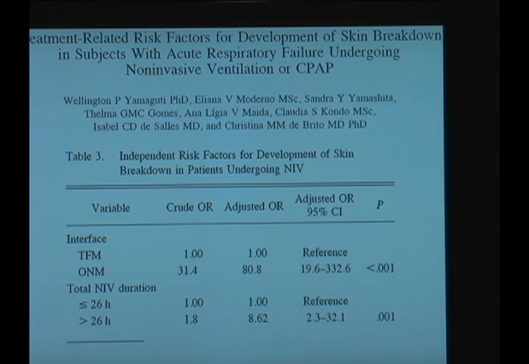So the total face mask is a bit more expensive interface, but I think we should probably be thinking about it more, and I know that we are. I know that I've seen patients out there who are now using this.